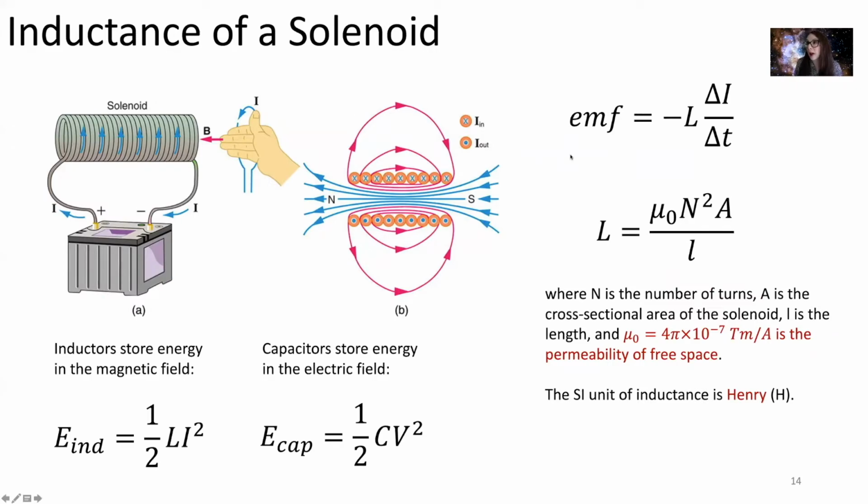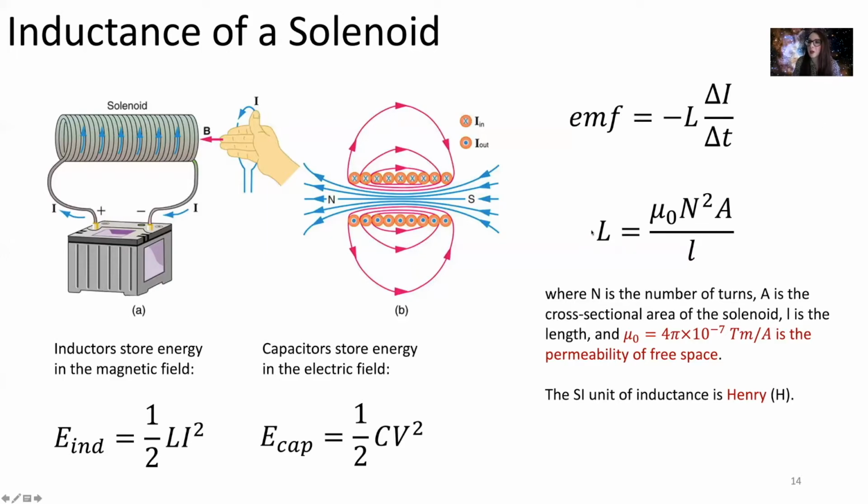The self-induced EMF of a solenoid or of an inductor is this equation right here. That's equal to minus L, which is the inductance of your inductor, times the change in current over the change in time. So our inductance is a physical property of the inductor, just like how the capacitance is a physical property of the capacitor. So inductors and capacitors are somewhat similar. A capacitor stores energy in its electric field, and we talked about that in previous sections, but an inductor stores energy in its magnetic field.